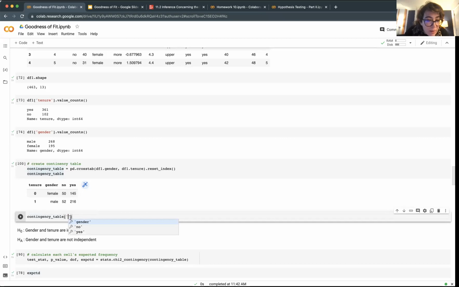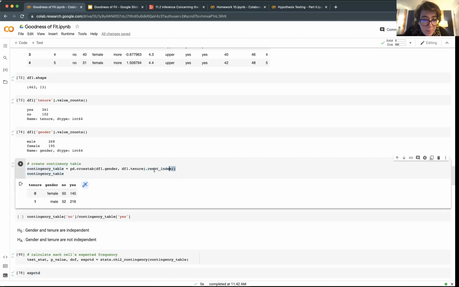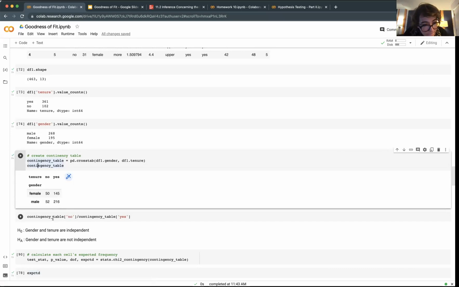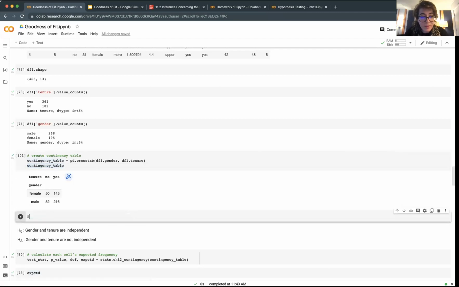So let's just get into no over yes. I'm just trying to get the best way to wrangle these things, because that's why I don't love cross tabulation things, because it makes it a little harder to work with. Really all I'm trying to do here is do 50 divided by the total of females.